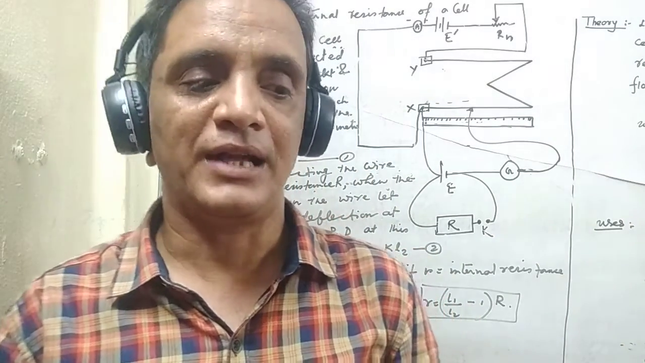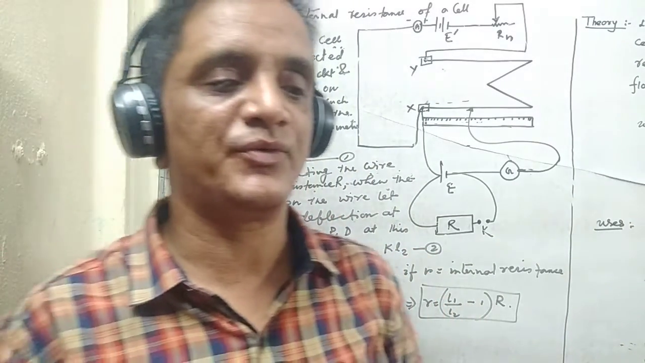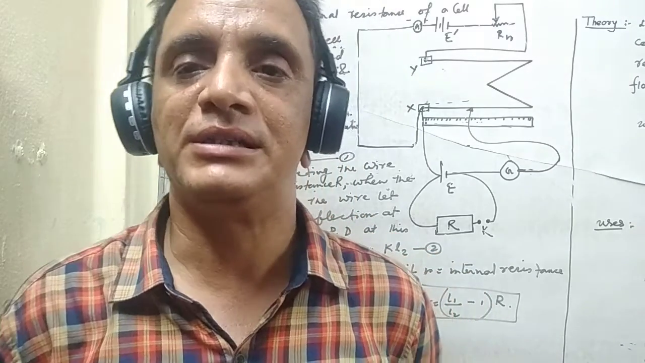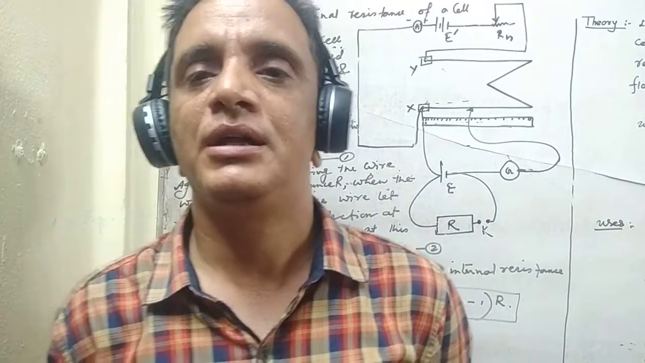Is it clear? The potentiometer is a very advanced instrument. It has various useful advantages, because here there is no loss of current due to resistance. It gives the most accurate measurement of the EMF as well as the internal resistance of the cell. Okay, thank you.